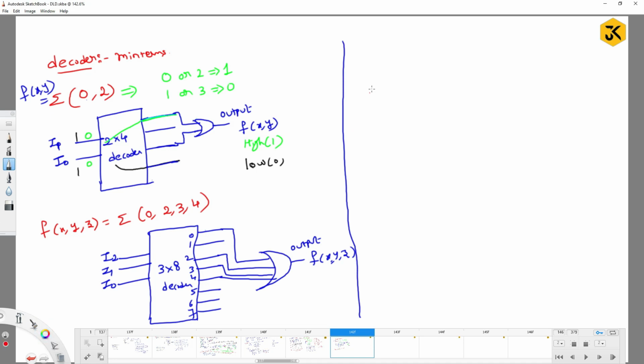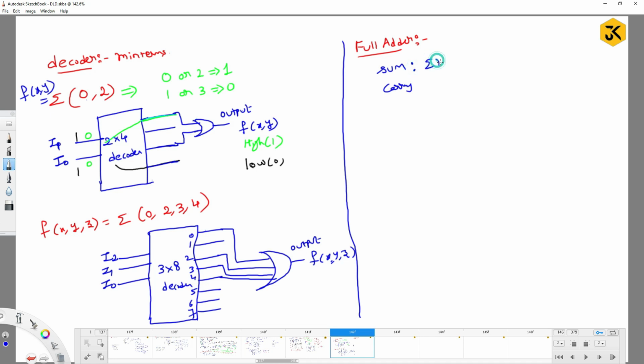Similarly, can we implement the full adder? You can implement the half adder also. You can implement the half subtractor, full subtractor as well. I would like to implement the full adder here. How can you implement the full adder? What are the minterms for the full adder, especially for sum and for the carry?